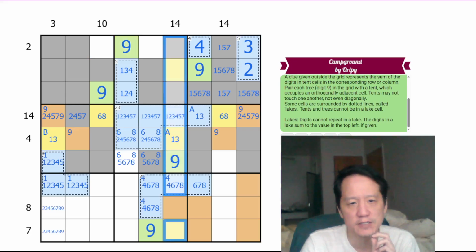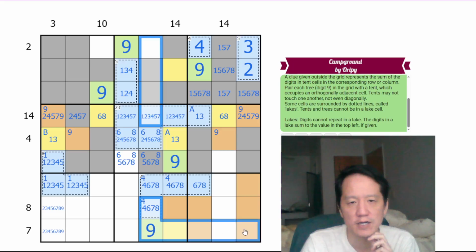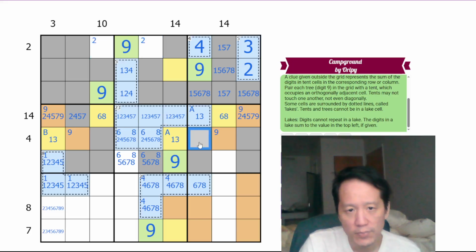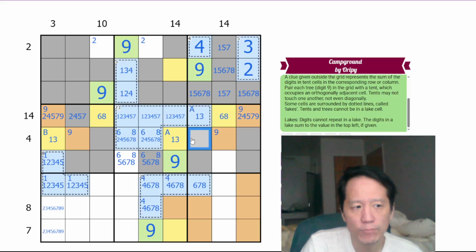But we already had the 9s accounted for in columns 5 through 9. So the 9 has to be here for the 2 to be next to. So one of these is 2. We're not sure which. We have 3 digits adding up to 14. We're not sure what that is. So this is 2. This is a tent. 9 cannot be here.